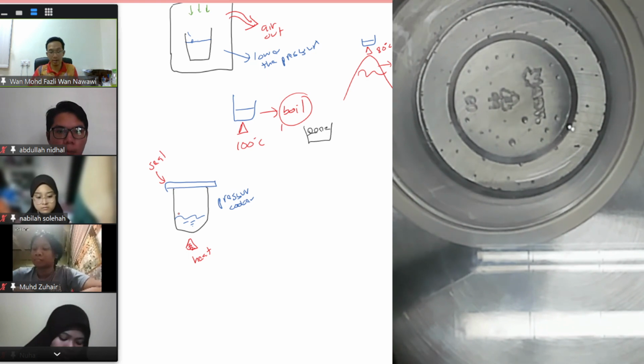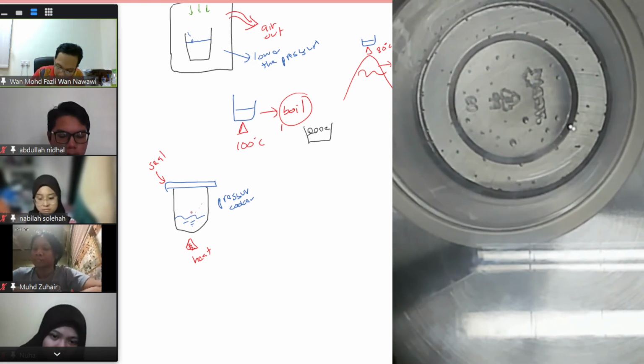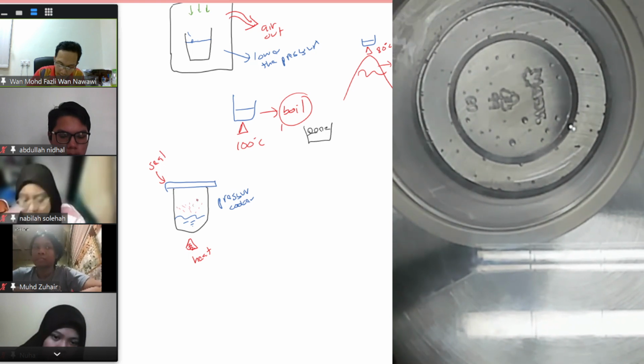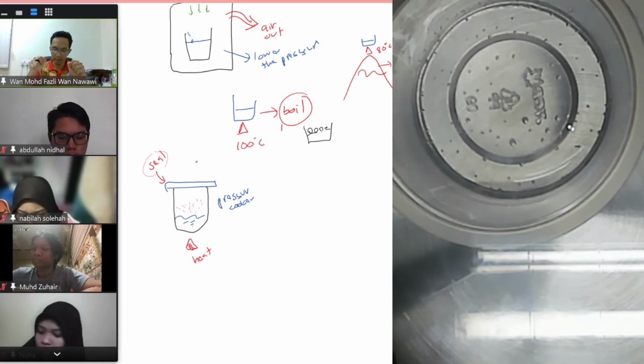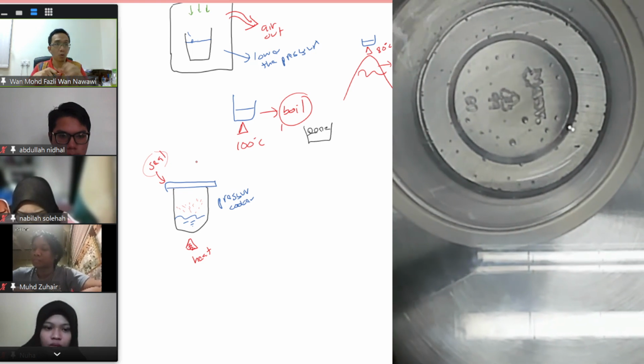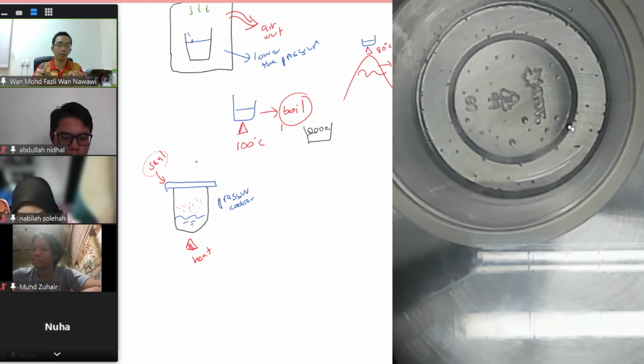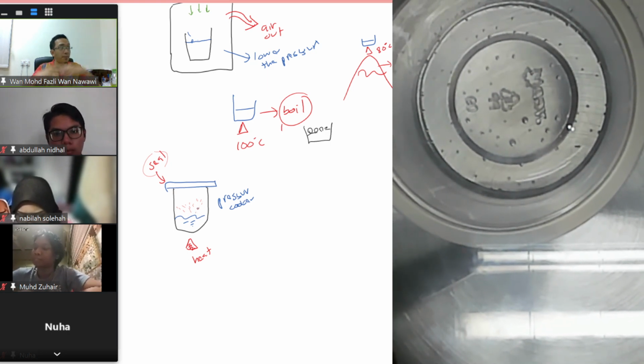And then when it's boiling, the water turns into gas. The gas will try to escape, but it cannot escape because the seal does not let it out. So the gas keeps hitting the inside wall of the pressure cooker. When you do that, you increase the pressure, because when you heat something, the gas, the steam, will expand, and it will increase the pressure.